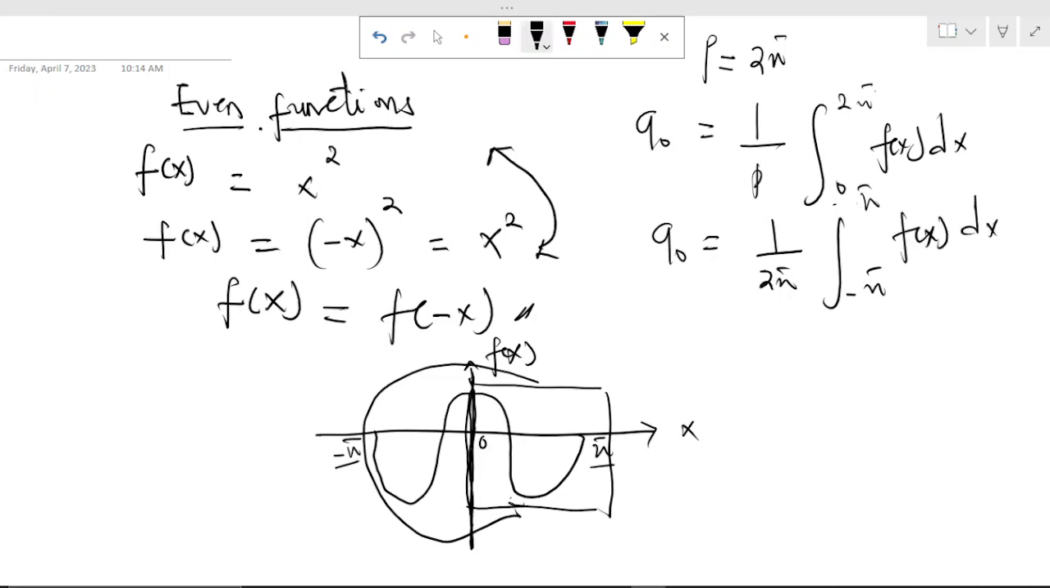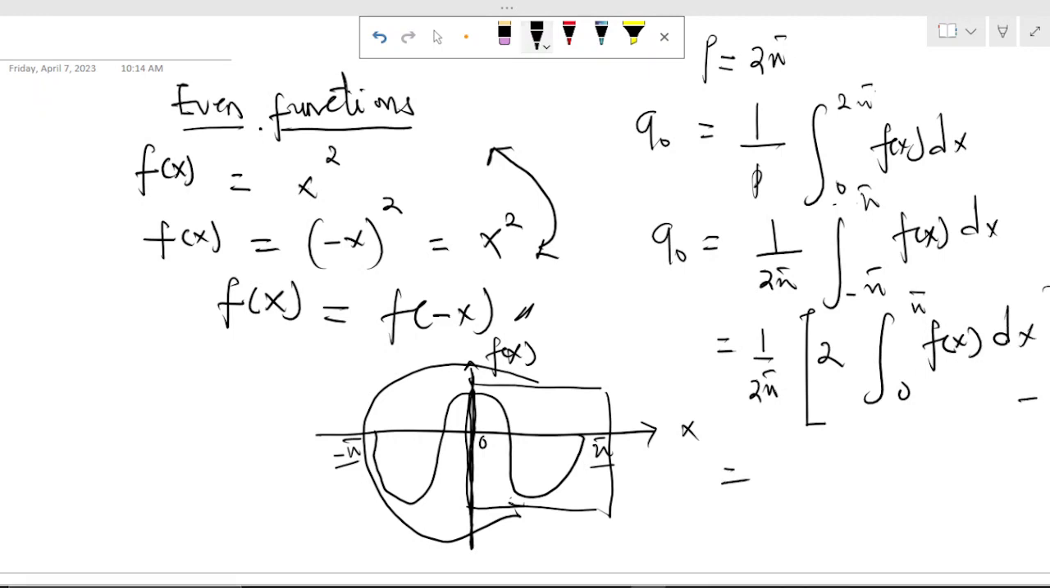But because I know that this is an even function, and I know that for an even function, the area under the entire curve, for both positive and negative axis, is the same as doubling the area on the positive axis, I can rewrite this as 1 over 2 pi, 2 times the area, which is 0 to pi, of this. I hope this is clear now. Now we have 1 over 2 pi times 2, which is still 1 over pi, going from 0 to pi of f of x dx. So take note of this for your even functions.